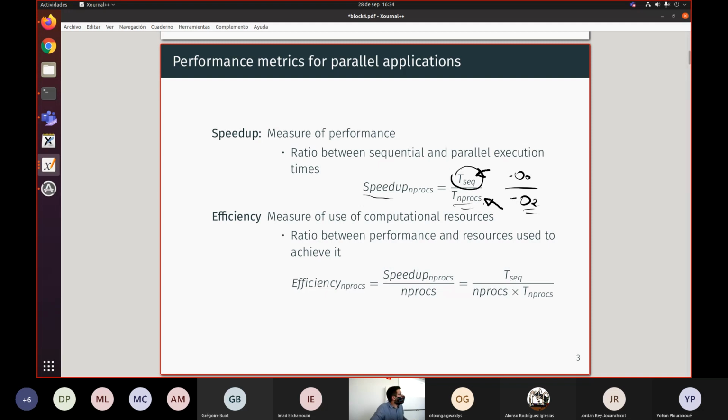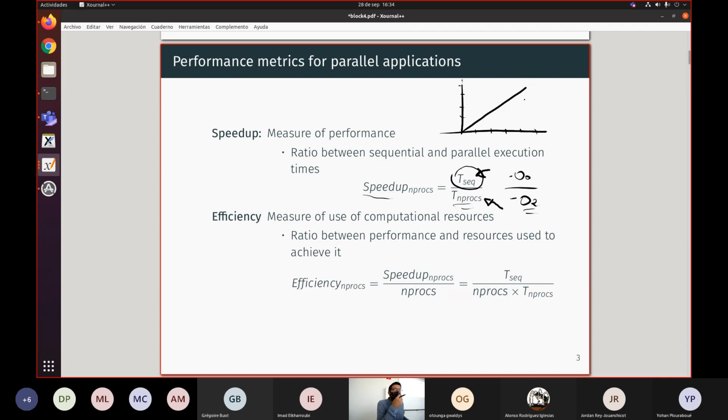The parallel execution time we're using with the number of processors we're using, for example, 8 or 32. Ideally, we want a speed up that, if this is the number of processors we're using, and this is the time, we ideally want a speed up that is similar to this line here.